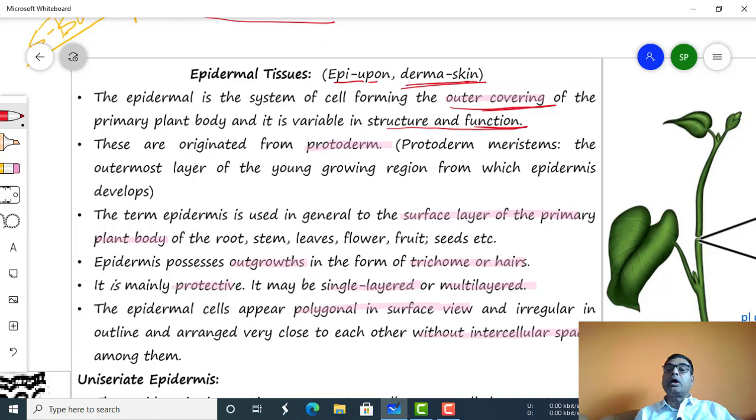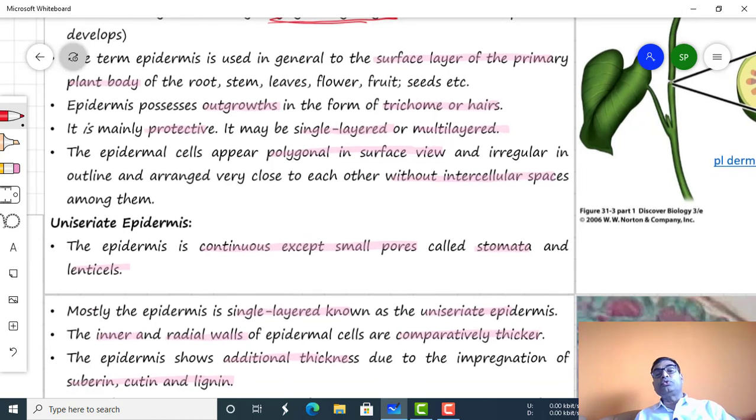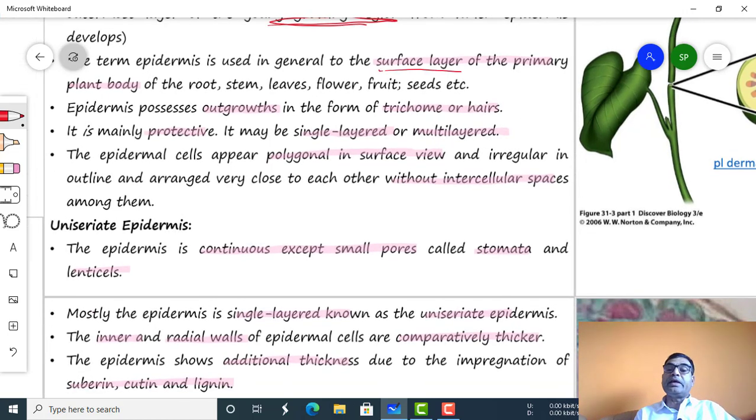Okay, epidermis forms the outermost covering of the primary plant body or the organs which are present in the primary plant body. These originate from the protoderm meristem. What is protoderm meristem? It is the outermost layer of the young growing region from which epidermis develops. The term epidermis is used in general for the surface layer of the primary plant body, or the surface layer of the various organs of the plant body. It may be the root, stem, leaves, flowers, seeds, fruits, etc. So generally epidermis is the surface layer of the primary plant body.